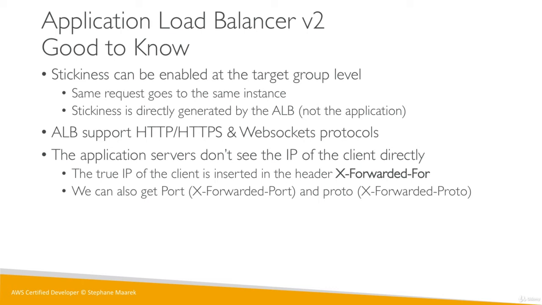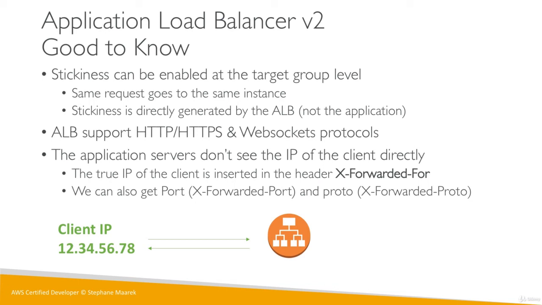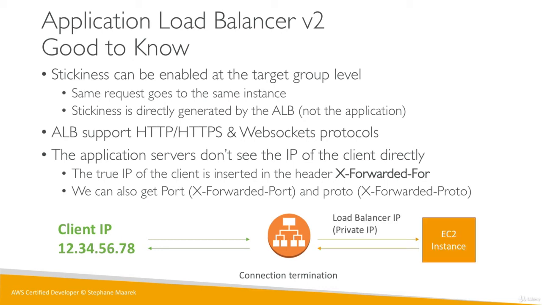So you may be asking, how does it look? Well, basically, we have our client IP, 1, 2, 3, 4, 5, 6, 7, 8, and it talks to our ALB. And what happens is that the ALB does something called a connection termination. So it'll establish a new connection to your EC2 instance. So your EC2 instance sees the private IP of your load balancer. It doesn't see the IP of the client. And for your EC2 instance to see the IP of your client, 1, 2, 3, 4, 5, 6, 7, 8, it needs to look at the header X-Forwarded-For. And this is how you get it. And this is a very popular question at the exam.